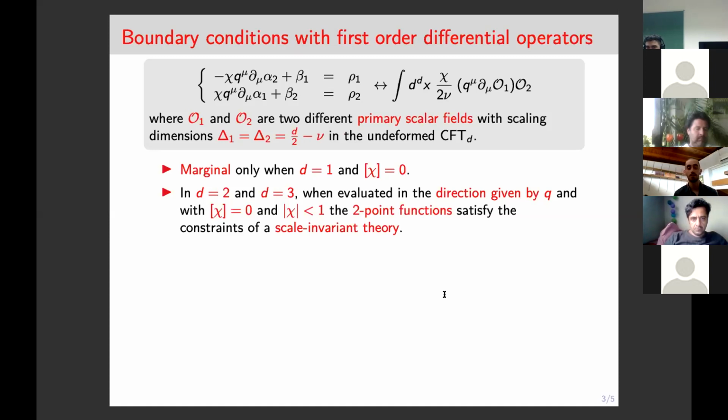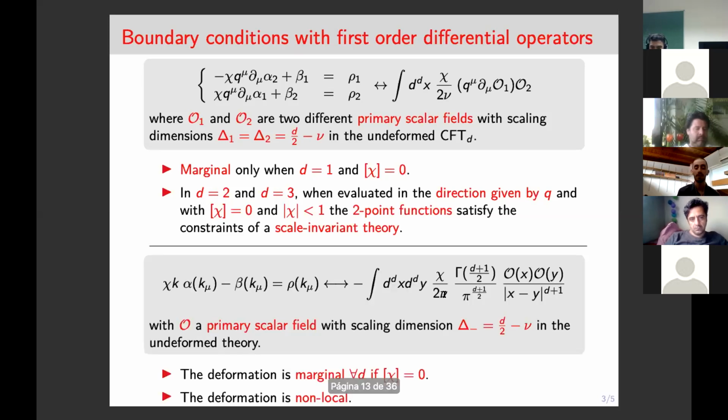But regardless of the fact that the deformation is marginal only when d is equal to 1, if you study the theory in d equal to 2 and d equal to 3, and you take the two-point functions and evaluate them in the direction given by the partial derivative, and when the parameter chi is dimensionless and between -1 and 1, these two-point functions satisfy the constraints imposed by scaling invariance. So they are consistent with a scaling invariant theory.